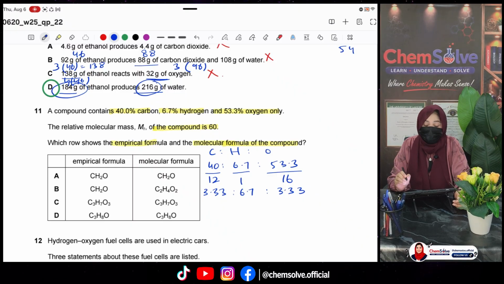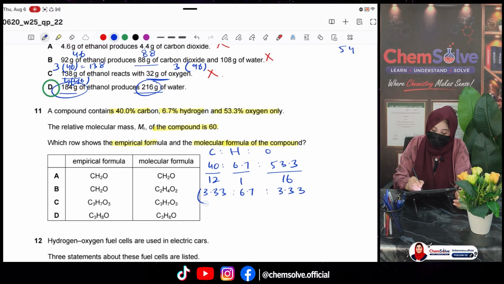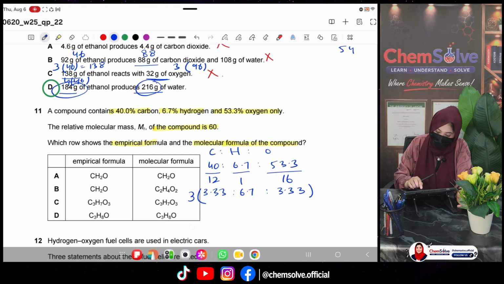Okay, so what I have to do is make it a simple ratio. That's why I will multiply it by 3. If we multiply it by 3, then what would be the options? Let's see.